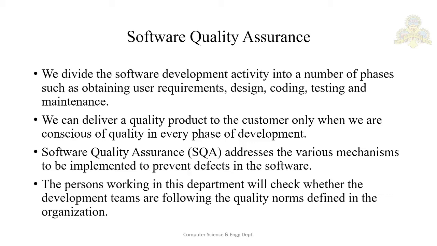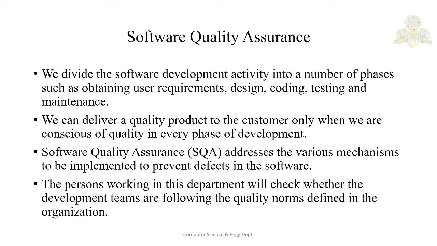It is applicable to all types of projects, and it addresses all the people associated with the project, including management. So in software development organizations, there will be a separate software quality assurance department. The person working in this department will check whether the development teams are following the quality norms that are defined by the organization. In a small organization there might not be a separate software quality assurance department, but at least one or a few people are assigned the SQA responsibilities.